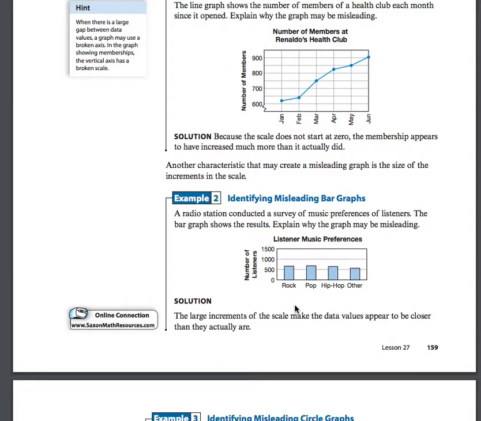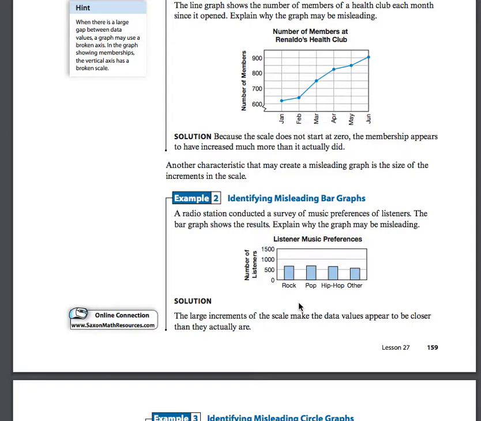Take a look at example 2. Let's identify misleading bar graphs. A radio station conducted a survey of music preferences for listeners. The bar graph shows the results. Explain why the graph may be misleading. So think about what you listen to on the radio and think about what you think other people listen to on the radio. What would be the most popular consensus?